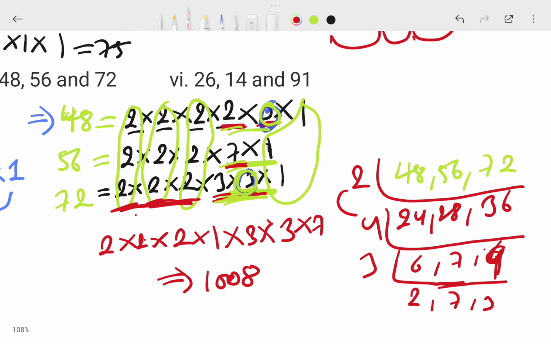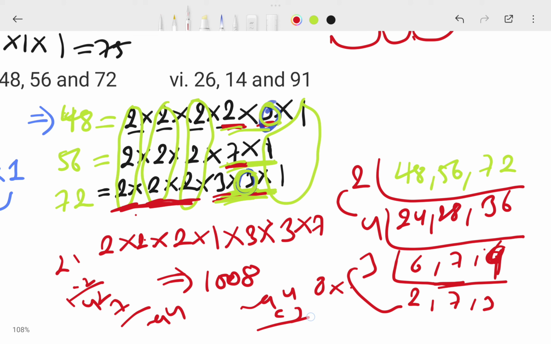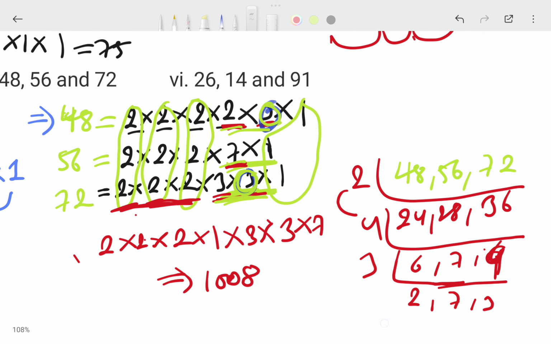2 4s are 8, 8 3s are 24, 24 into 2, that is going to be 48, 48 into 7, it is going to be 336, and 3 times. Okay, it is not like that, just wait. Okay, what happened? Just look at here. Okay, this is there now. So if you multiply here, okay, wait a minute.